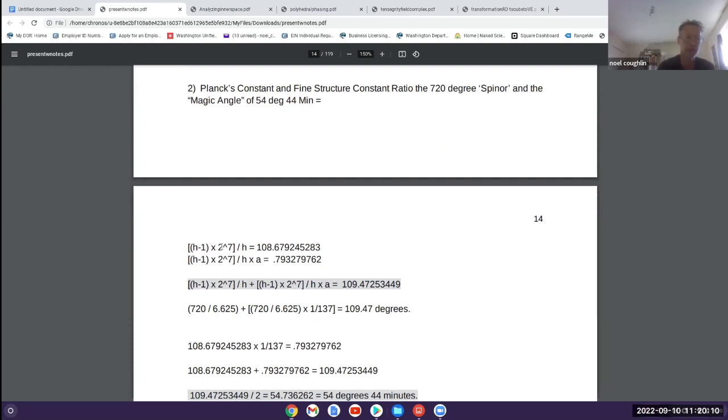Planck minus 1 times 2 to the 7 divided by h, which is 720. Remember, if you read my other work, Planck's constant ratios the great circle geodesic angular momentum. It equals 108.679. So h minus 1 times 2 to the 7th divided by h.